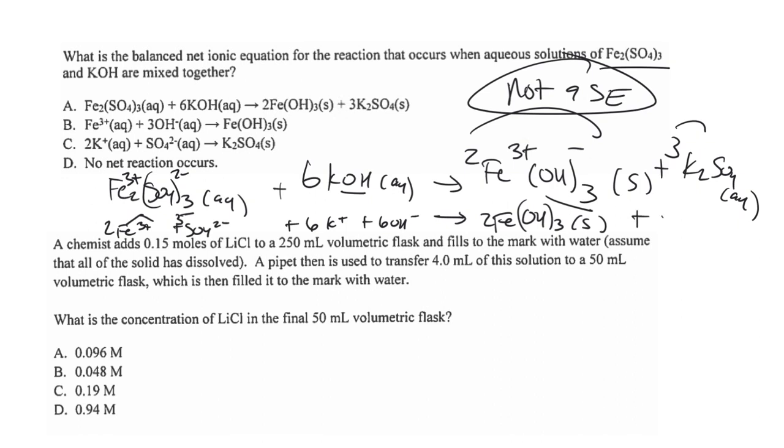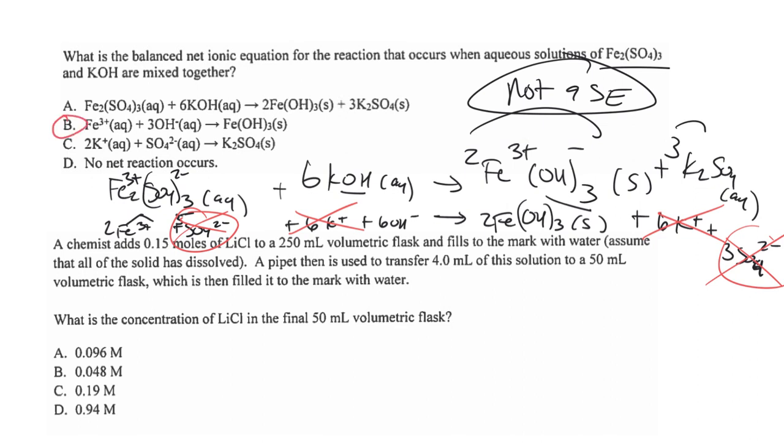And then I can break apart the 6K+ and the 3 SO4 2- ions. So SO4 2- is one of the ions that's the same on both sides. I neglected all the (aq)s. I could have written (aq) a bunch of times here, but all the ions are, of course, (aq). So the sulfate would cancel, and then the potassium ion would cancel. And so the net ionic equation should be the iron and hydroxide combining to form Fe(OH)3.